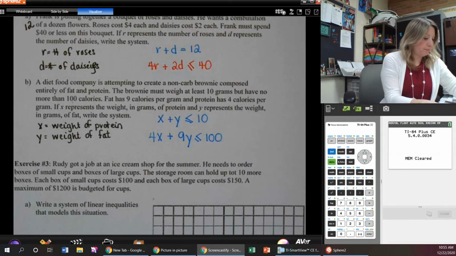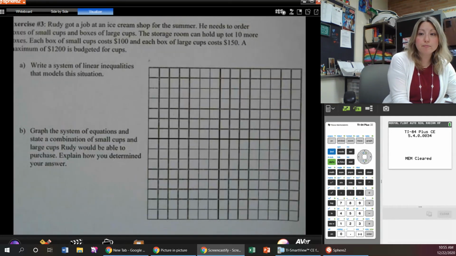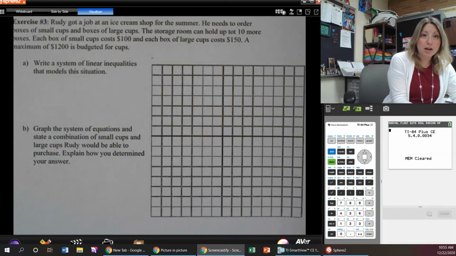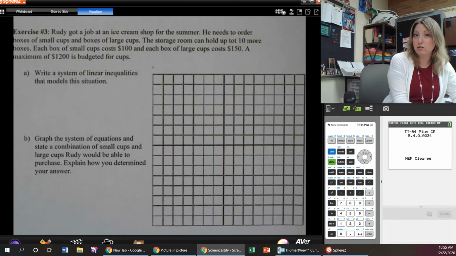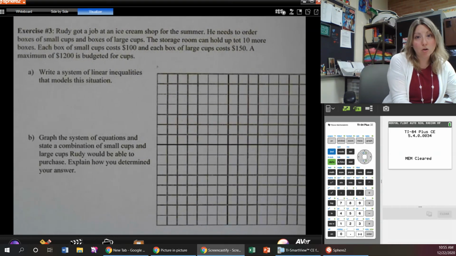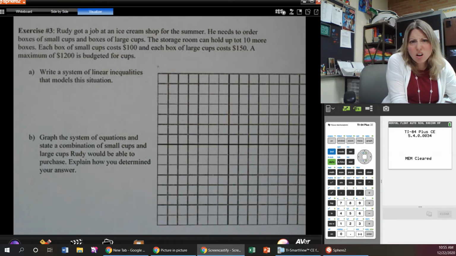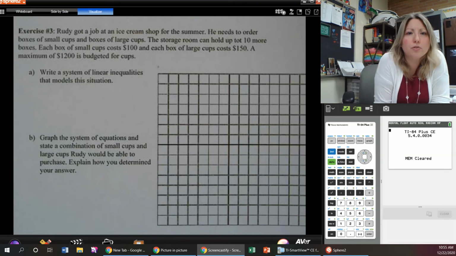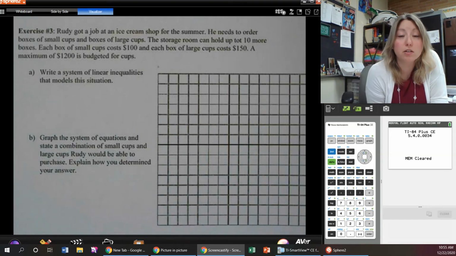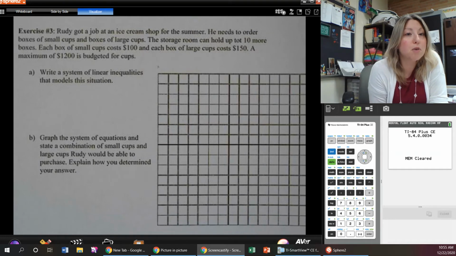All right. Exercise 3. Rudy got a job at an ice cream shop for the summer. He needs to order boxes of small cups and boxes of large cups. The storeroom can hold a total, up to, got it, 10 more boxes. Oh, okay, because he's ordering more boxes. Got it. Each box of small cups costs $100. Each box of large cups costs $150, and a maximum of $1,200 is budgeted for cups.